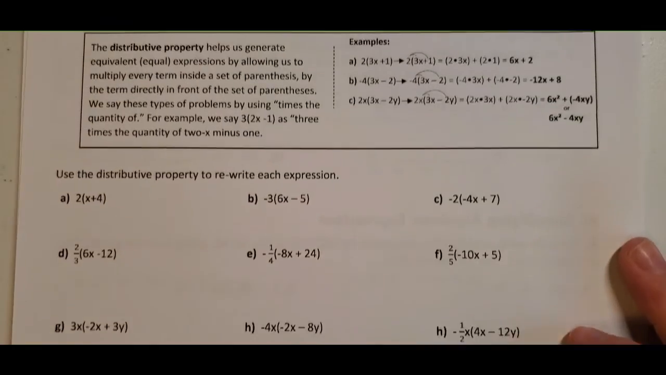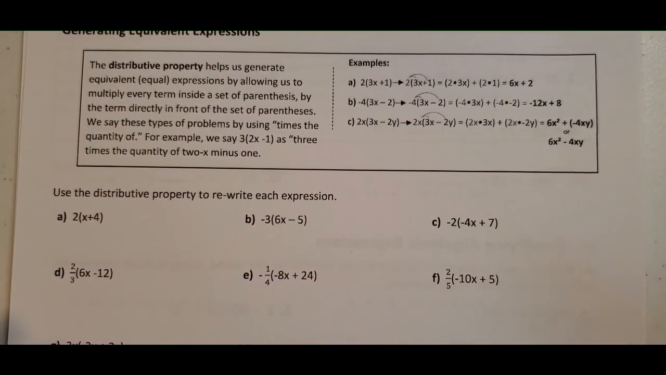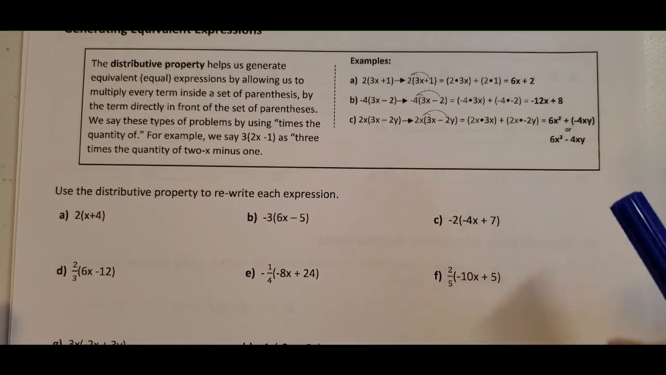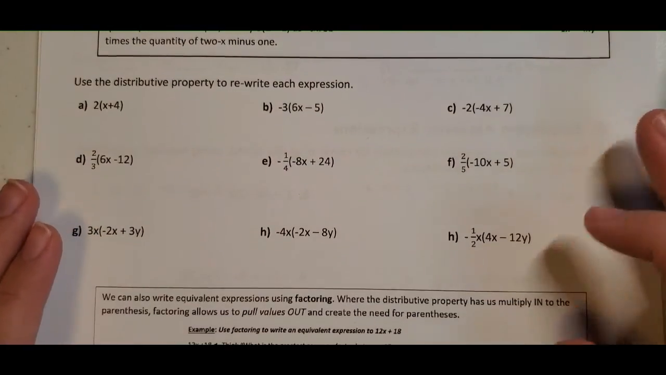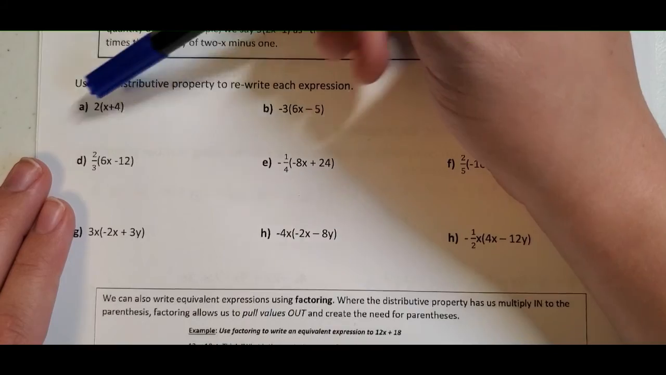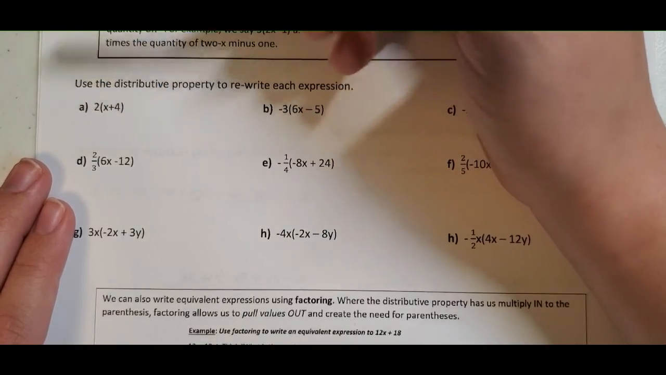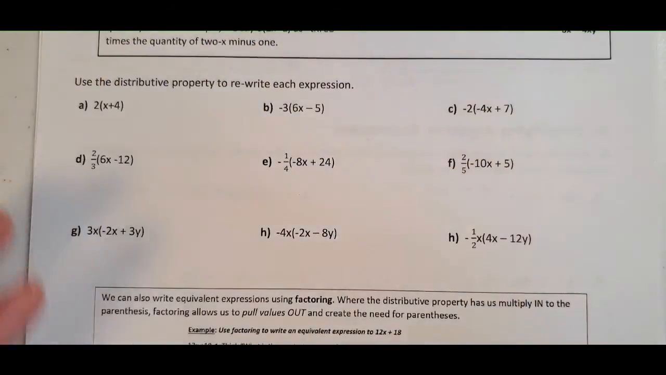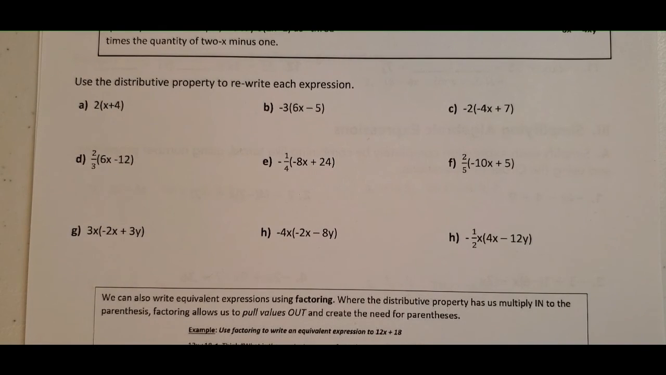So at the top, there are a few examples of distributive property. Remember, distributive property is just taking the number that is on the outside of the parentheses and distributing it to each term on the inside. When you distribute, you multiply. So we'll do a few together, and then I will have you do a few on your own.